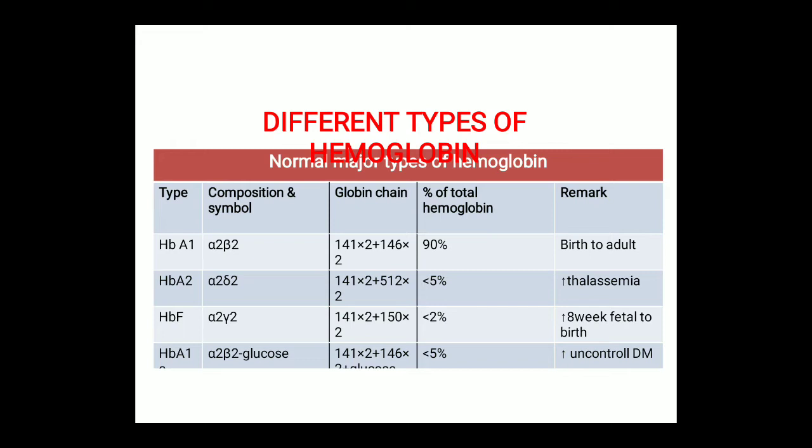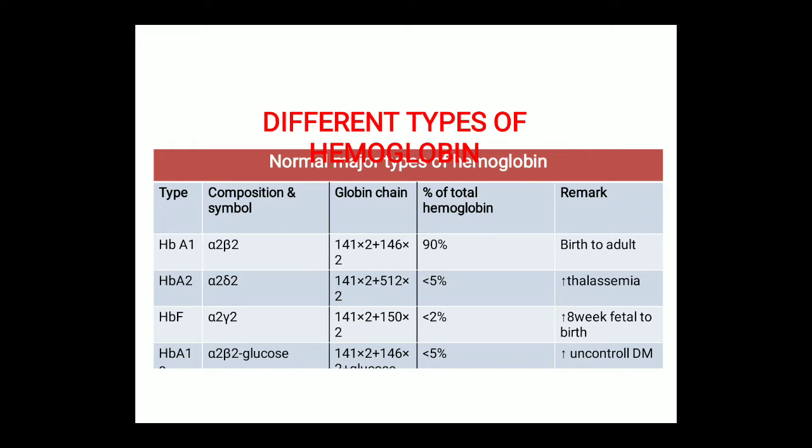HbA2 hemoglobin: 2 alpha chains and 2 delta chains. Alpha chain amino acids 141 into 2 and delta chain amino acids 146 into 2. It is less than 5%. It is increased in thalassemia.